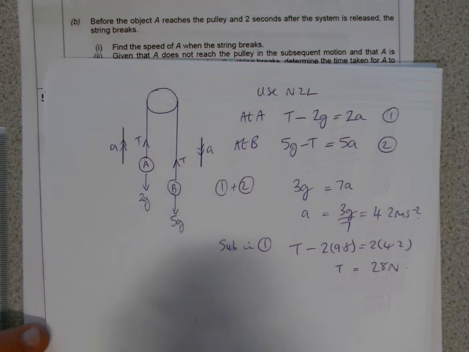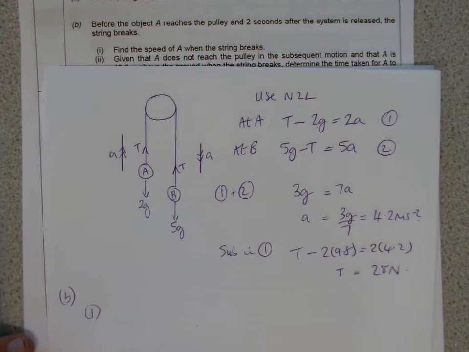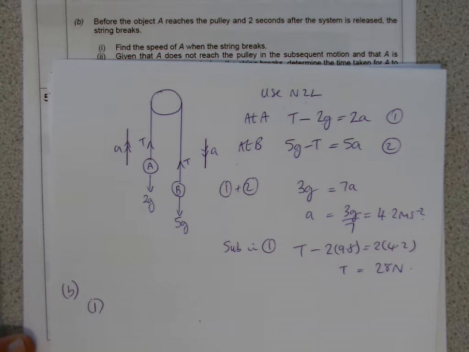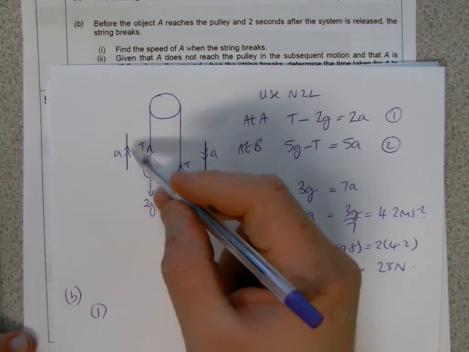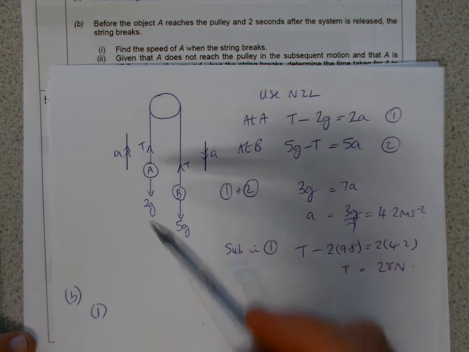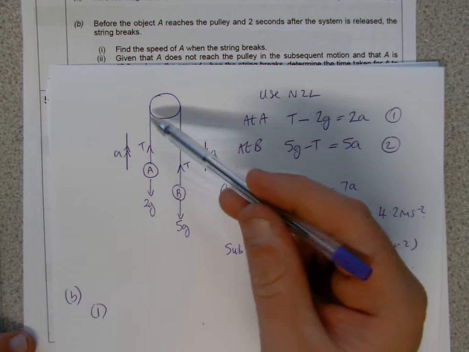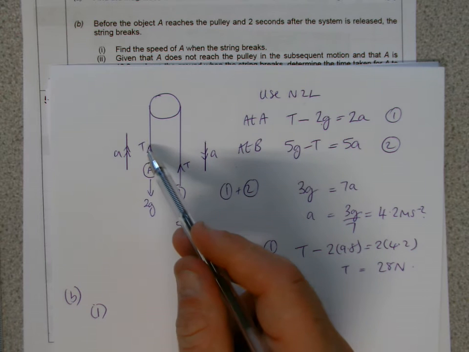Okay, so what's important to note with part B here is that A is being pulled up, isn't it, with a constant acceleration of 4.2. And because the acceleration is constant, we can use the equations of motion to work out what the speed is when this string snaps.